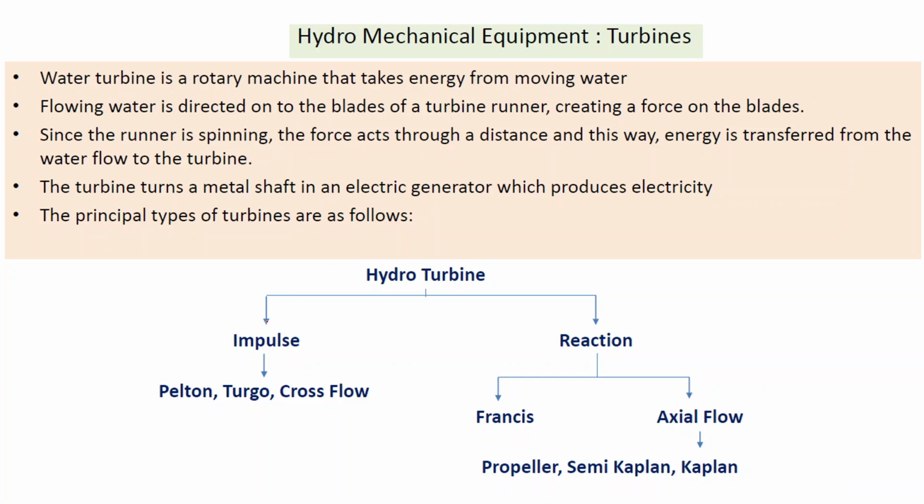They are basically of two types. The first one is impulse, and the second one is reaction type. Impulse types are basically Pelton, Turgo and cross flow, and reaction types are Francis and axial flow, which consist of the propeller, semi-Kaplan and Kaplan.